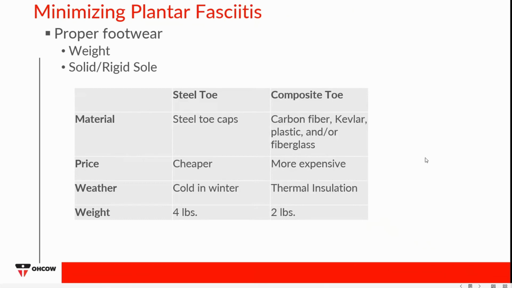Price: the steel toe is cheaper, whereas the composite is more expensive. Benefits for the winter: steel toe is colder in the winter, composite has more thermal insulation. But the key factor here for plantar fasciitis is that the composite toe boots weigh about half the weight of the steel toe. So that's going to decrease the ground reaction force, and also tends to reduce overall whole body fatigue and tiredness with having less weight on the feet.